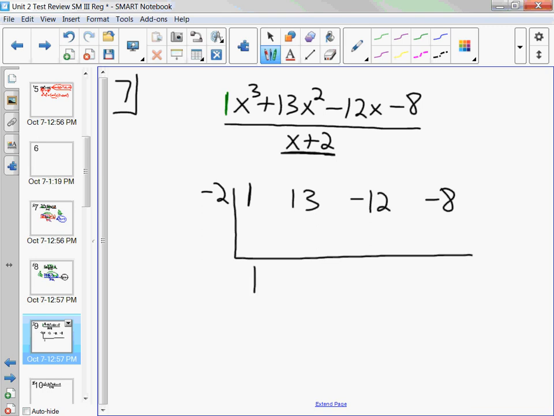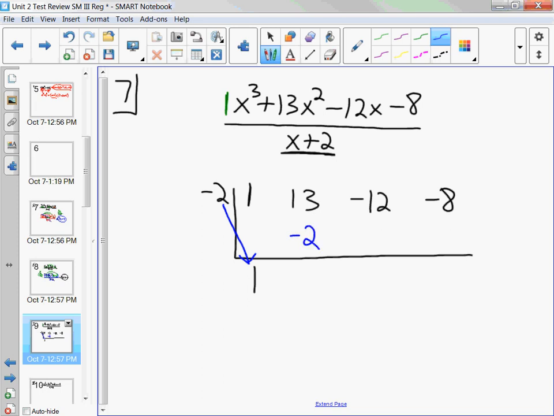I will bring down 1. And that's how I set up the synthetic division. You always bring down the first number. Then I am going to carry out some multiplication. So I'm going to multiply this negative 2 times this 1 down here. Negative 2 times 1 is negative 2, and I'm going to put it under the next number, which is 13.